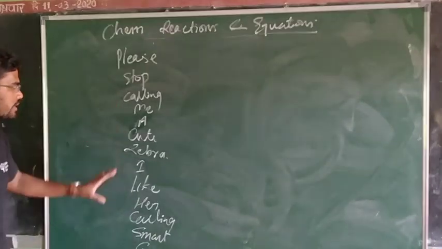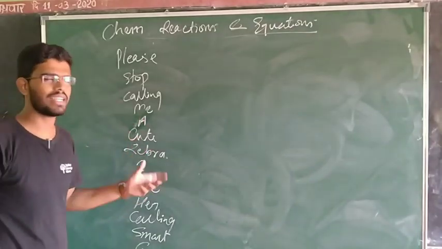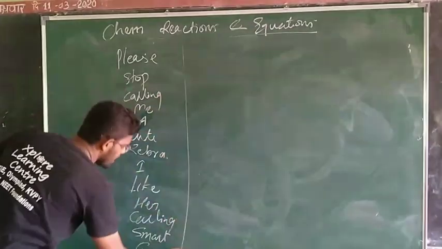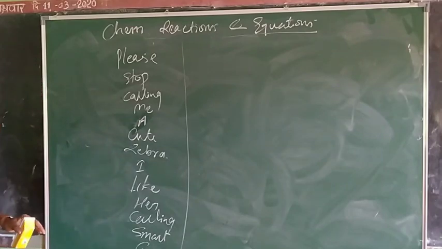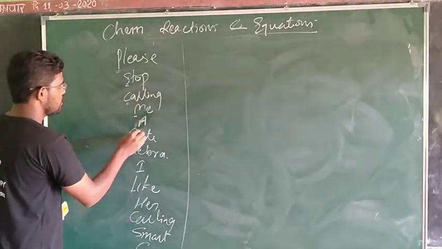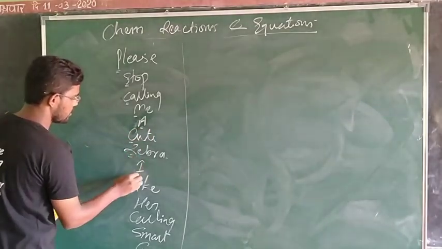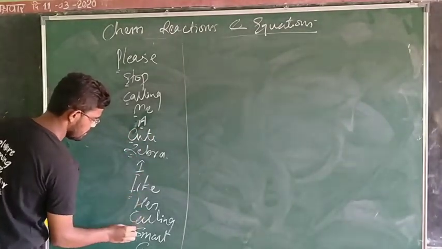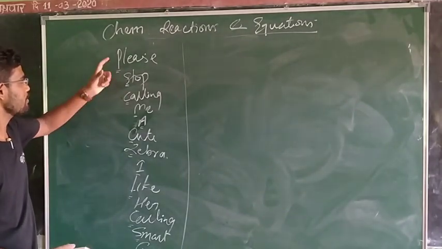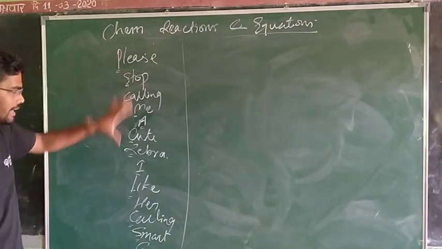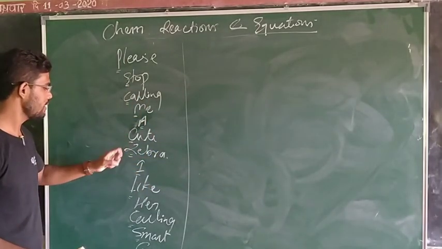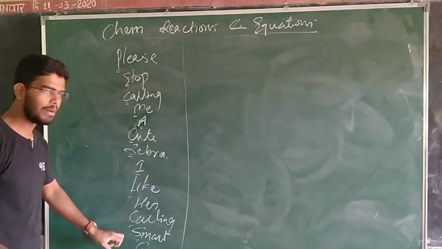Okay? ये चीजें कुछ आपको याद करनी है. एक रटने की लाइन है, इसे आपको याद हो जाएगा, like a dialogue of a movie. Okay? Now with the help of this, what we can do? Take the initials, the first letters of all these words. Remember, you are not supposed to interchange the terms. Okay? Please के बाद stop आएगा. You need to have that in a sequence. Please stop calling me a cute zebra. I like her calling smart guy.